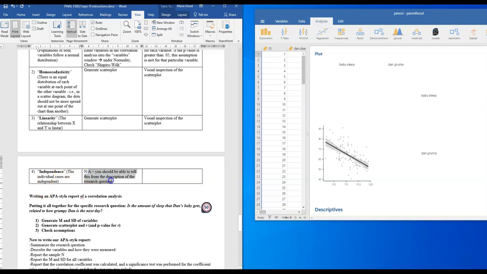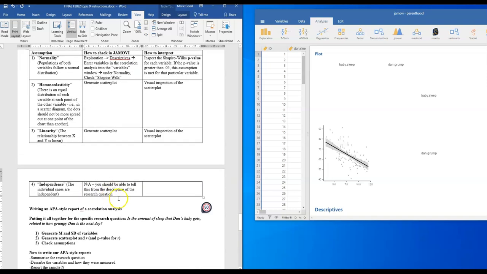And so there's not really anything to check or generate in Jamovi for this assumption. You should just be able to tell from the description of the research question and the participants whether this assumption has been met. And like I said, it would only be violated if it was clearly the fact that within the sample, there were groupings of scores that would be dependent on each other. So kids from the same classroom, people from the same family, that kind of thing.